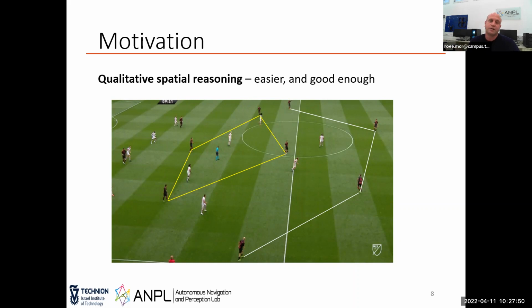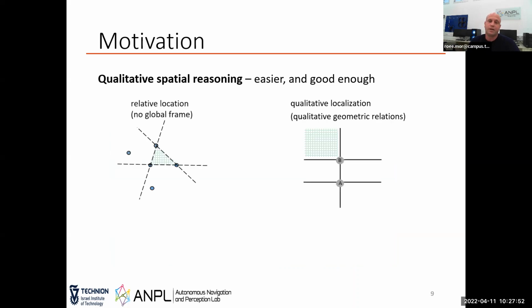So we take these two insights and we try to make a SLAM framework, using these two insights and just diverging a little bit from the traditional way to do it. So the first insight is using relative frames, relative to landmarks we see at each time. And then the other insight is using qualitative geometry.